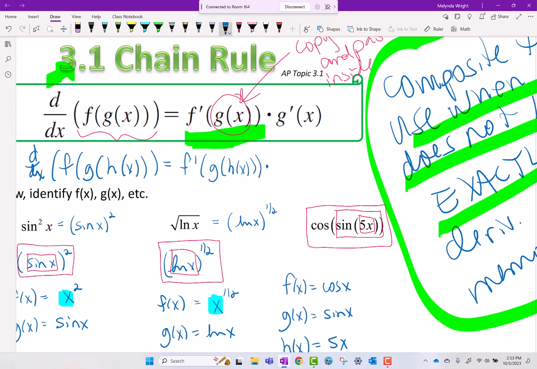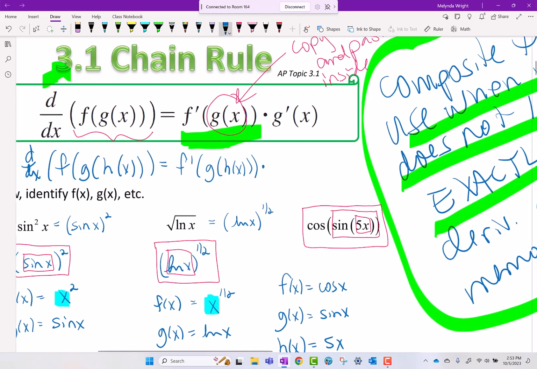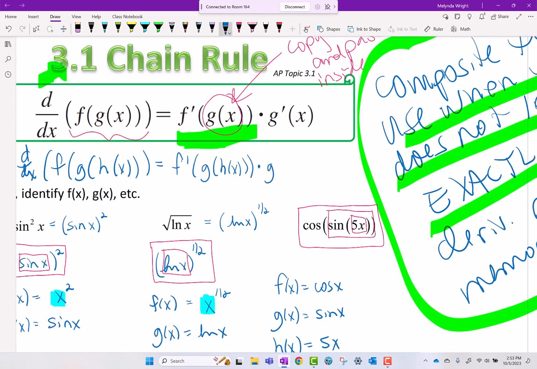Times. Now we're going to work on the next layer. So I've taken care of the outside layer, which was f. The next layer is g. So then I'm going to multiply by g prime of, and just copy what's inside of it. Don't even look at it. Times.